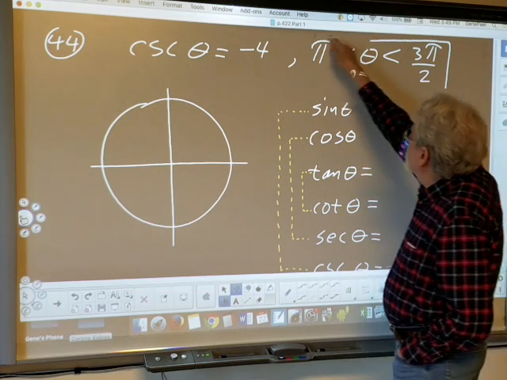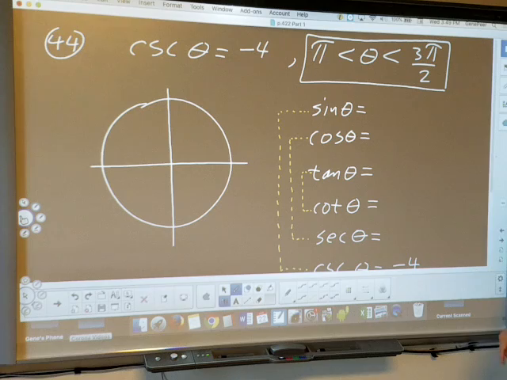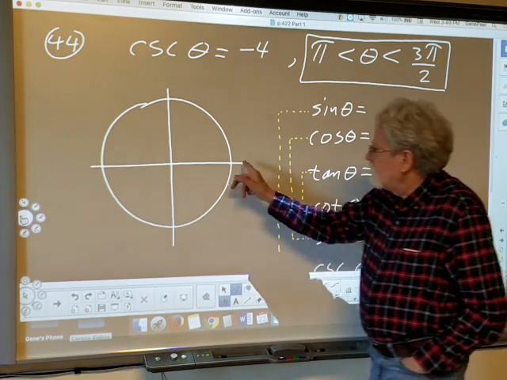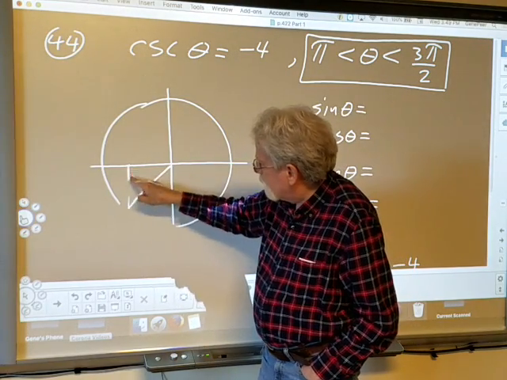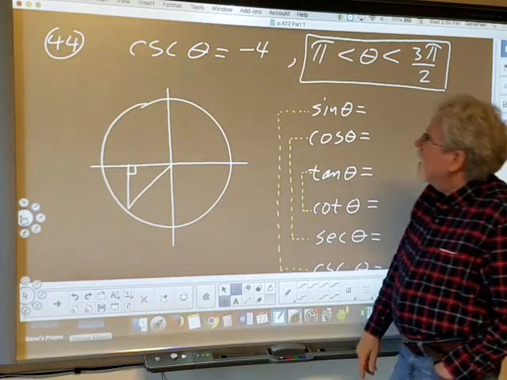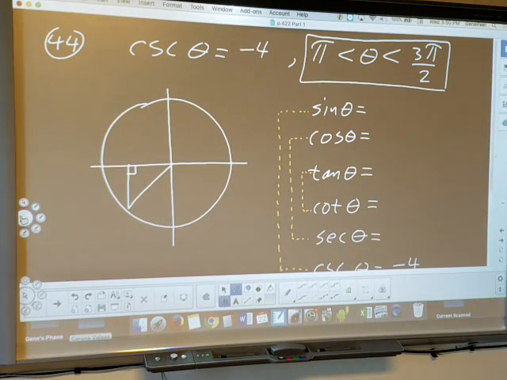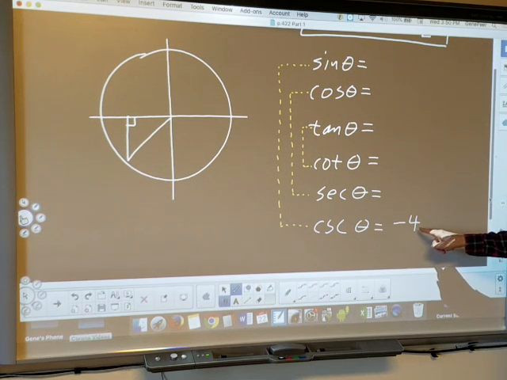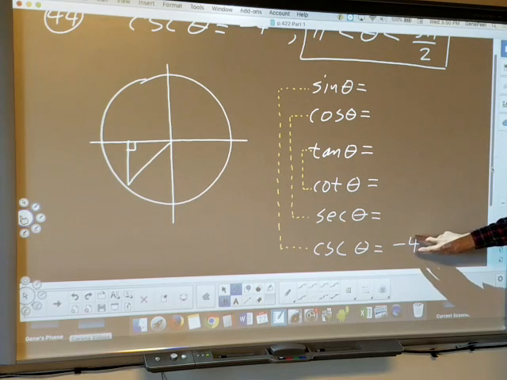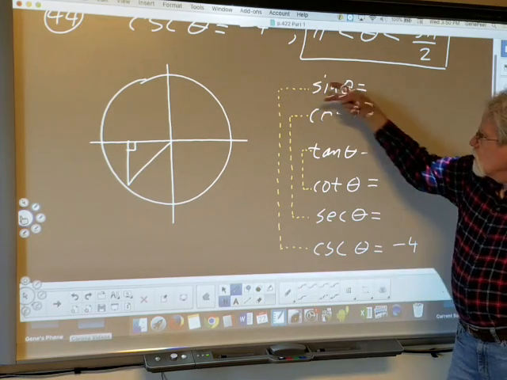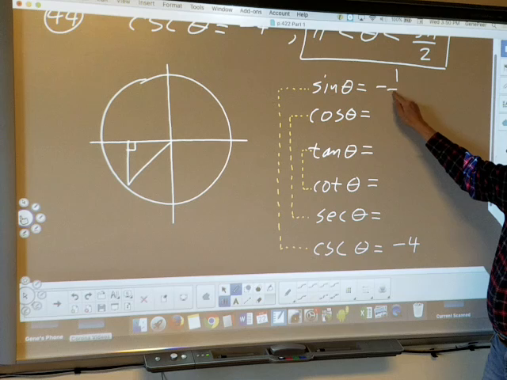Again, this tells us exactly what quadrant our angle is in. It's between pi and 3/2 pi. We are in the third quadrant. And we know that the cosecant is negative 4. Well, if cosecant is negative 4, then what does that mean sine must be? The reciprocal of negative 4 is negative 1/4.